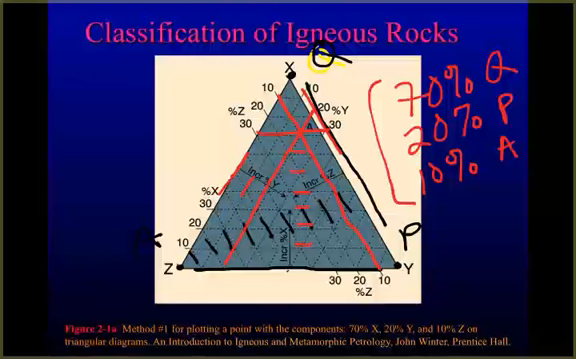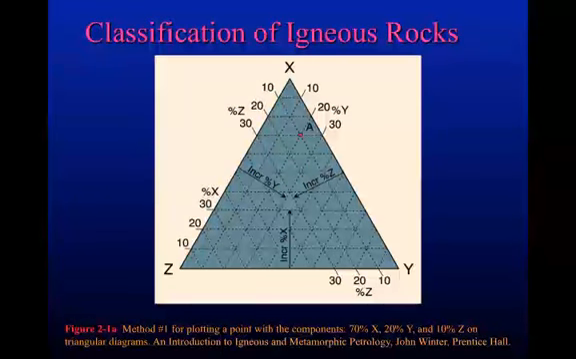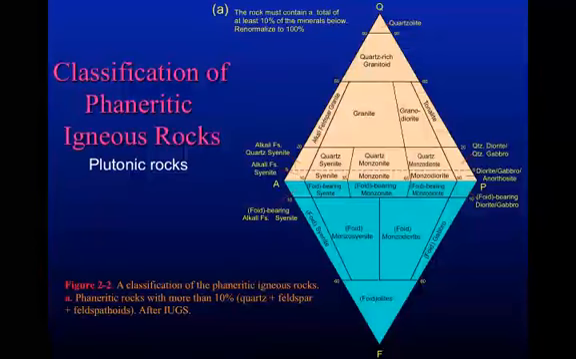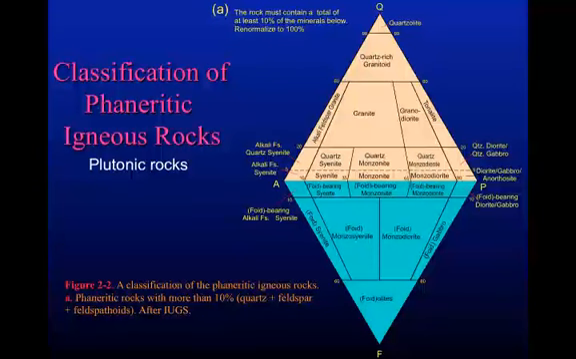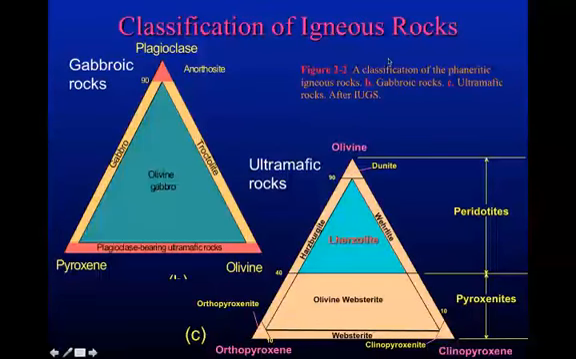let's see, what you end up with is the name of the rock corresponding to that spot on the ternary diagram. So if we were to go back to the IUGS diagram, that spot was somewhere up here, wasn't it? It was 70%.